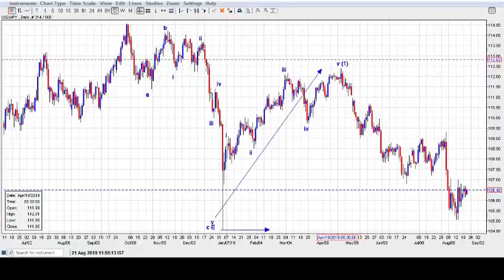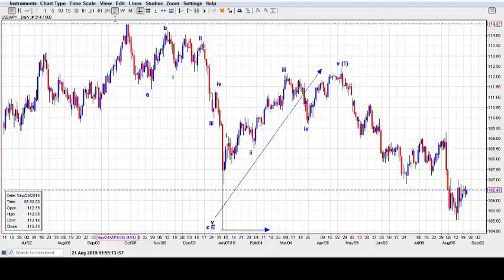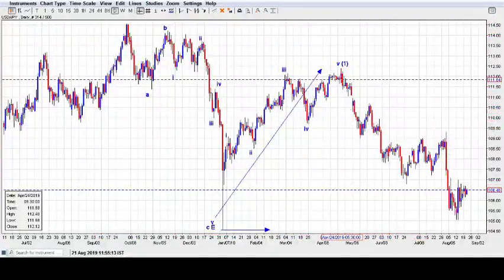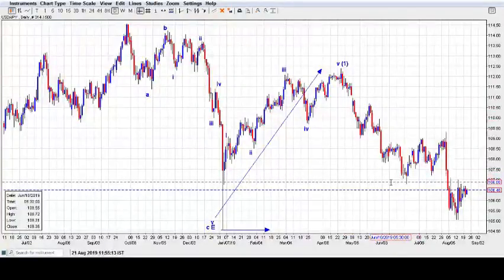So that could be wave 1 of a major degree here. Remember, we are on a daily chart. The drop is of ABC.